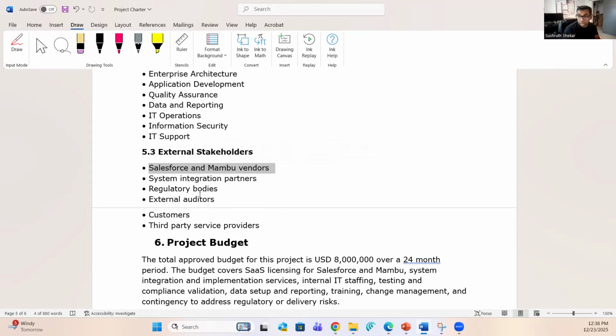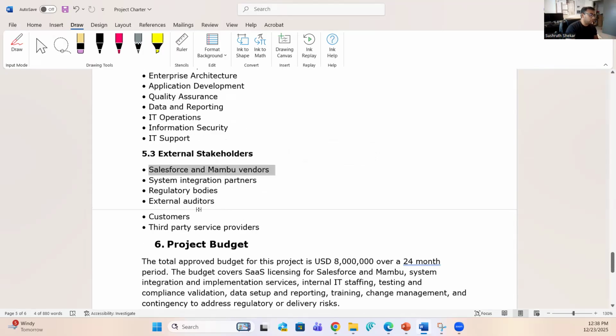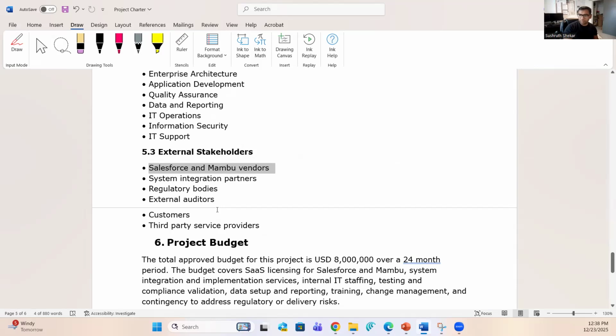They might be looking into our application to see if we are in compliance. System integration partners, auditors, customers. We are also impacted, for instance I might get another product which I might be interested in. So that's customers. Third party service providers. They are all, in a way, impacted by this project. Hence, they are external stakeholders. Those who work indirectly for our project can also be external stakeholders. Vendors are external stakeholders. Salesforce and Mambu vendors work indirectly.